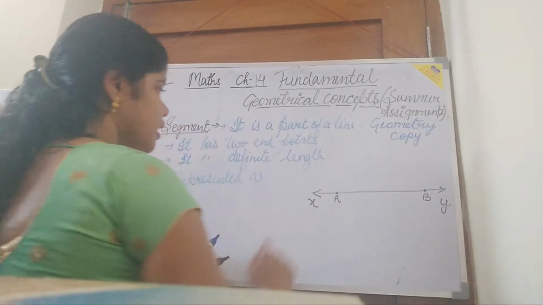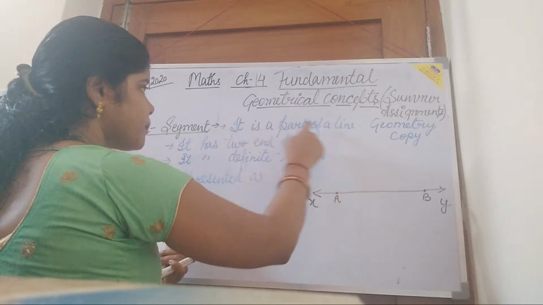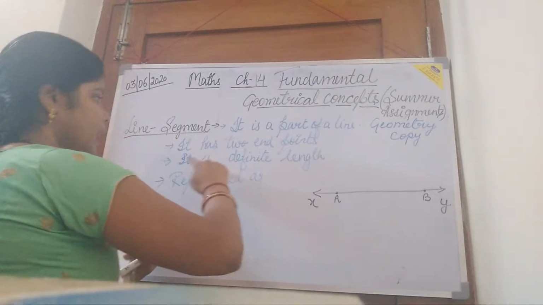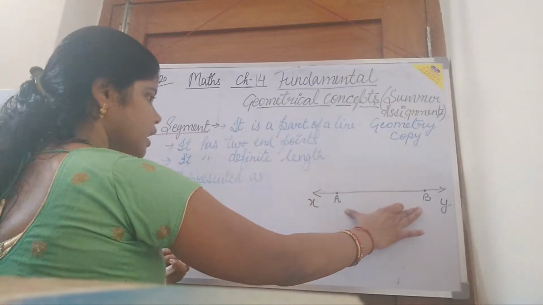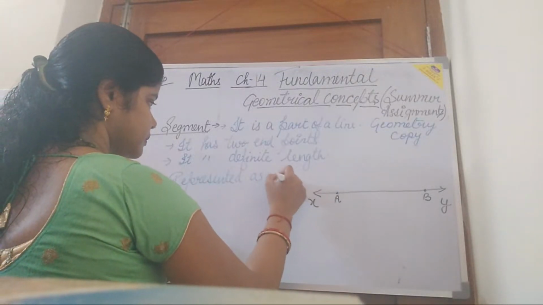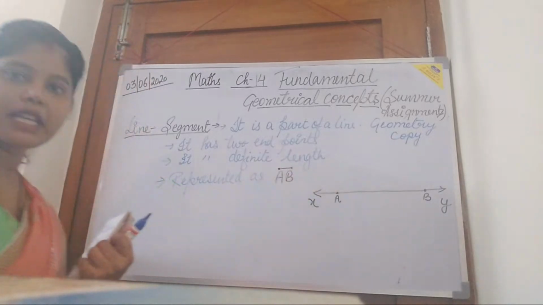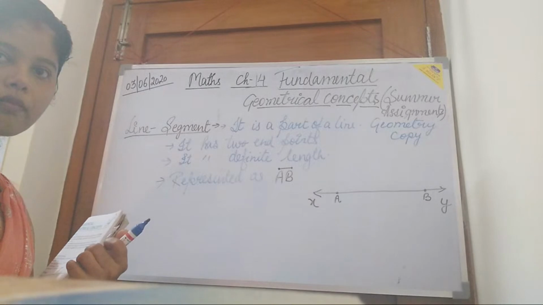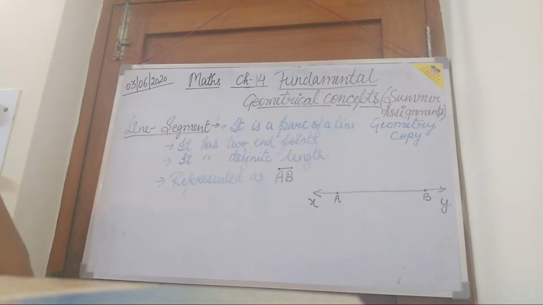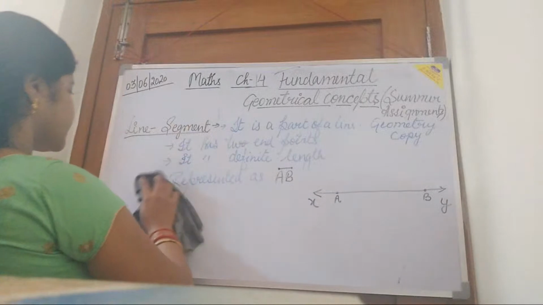So XY indicates the line and AB indicates the line segment. It is a part of a line. It has two endpoints A and B. It has a definite length and is represented as AB. Now the next topic is a ray.